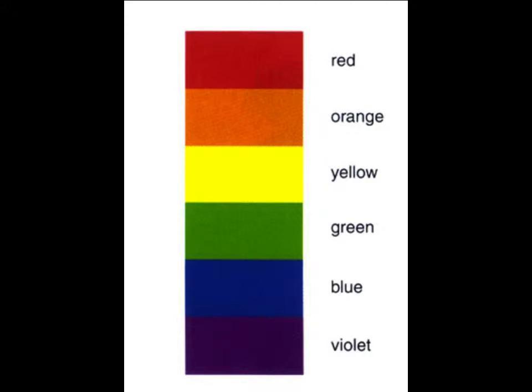Color is one of those things that gives us pleasure in the world. It's a psychologically powerful element. Red in restaurants increases appetite. Blue lowers blood pressure. It actually has physiological effects on us.